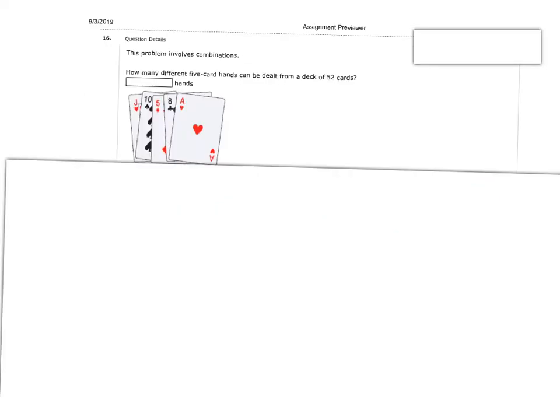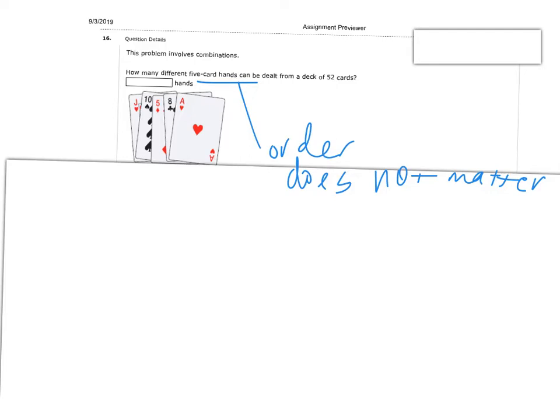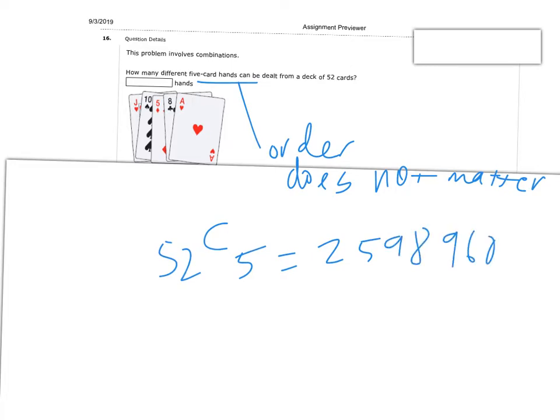All right, next up here, it says how many different 5-card hands can be dealt from a deck of 52 cards. So a 5-card hand, order does not matter. That's really because once you pick up your hand, you can rearrange it really however you want. So I would say for this one, order does not matter, which means we're using combinations. So out of 52 cards, we're going to do a combination of 5 cards and see how many that gives us. And that's 2,598,960.